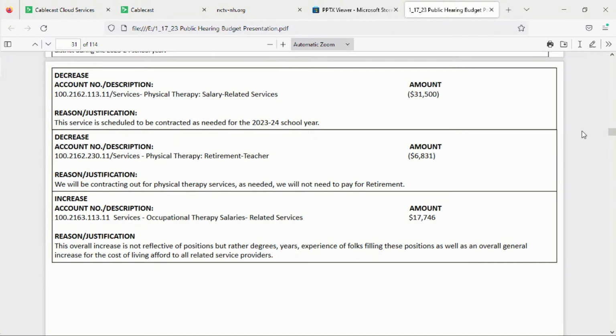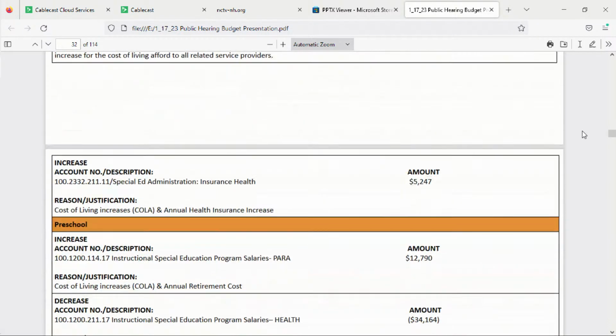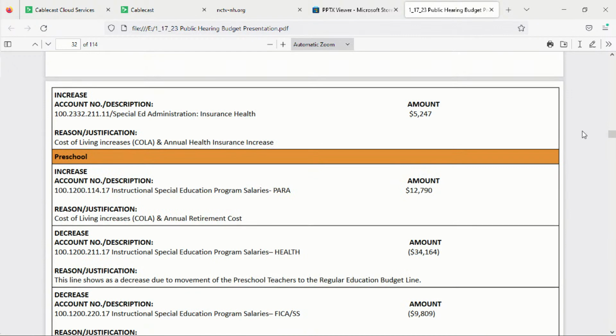And then occupational therapy is an increase. And that's basically reflective of who we have holding positions and their degrees and years of expertise. Again, there's just a special ed administration health insurance increase just because of the cost of living.